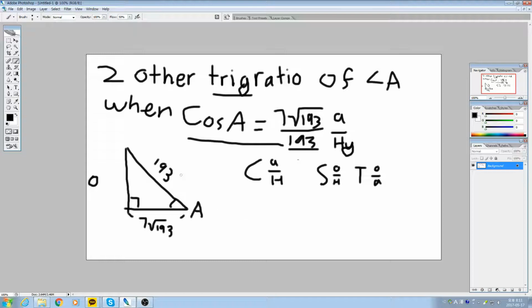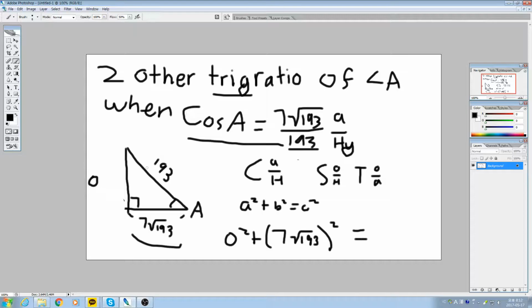Now that we know this, you may be wondering, how in the world do I find this side? Well, it's rather simple. What you need to do is use the good old Pythagorean theorem. We know that the Pythagorean theorem is a squared plus b squared equals c squared. Let's call this b, so b is going to be 7 square root of 193. We're going to square that, and this is O, so O squared plus that equals 193 squared.